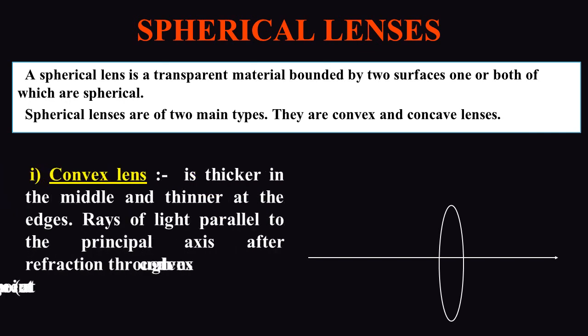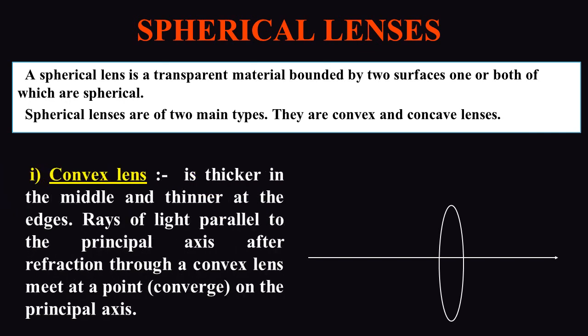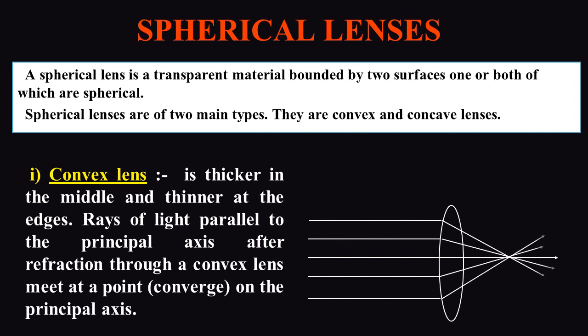A convex lens is thicker in the middle and thinner at the edges. The diagram given here is a convex lens where the middle portion is thicker and the edge portion is thinner. Now, when rays of light parallel to the principal axis are refracted through a convex lens, it is observed that they meet at a point on the principal axis.